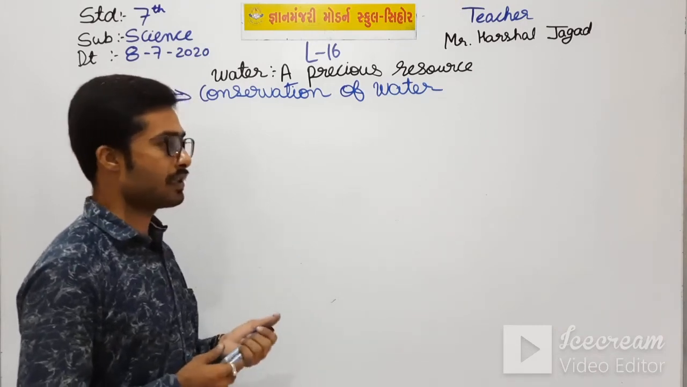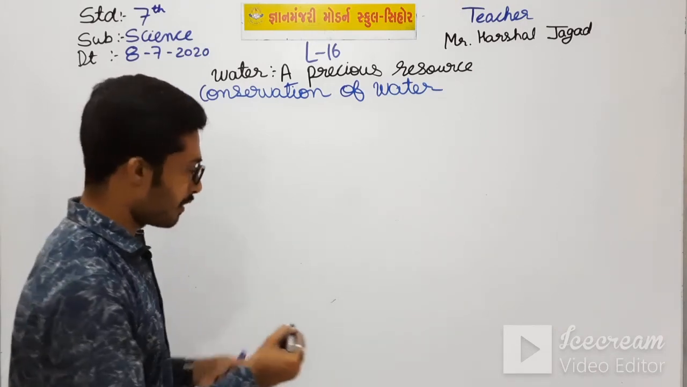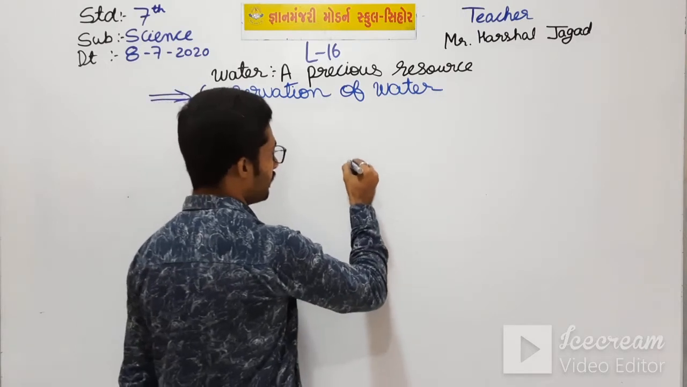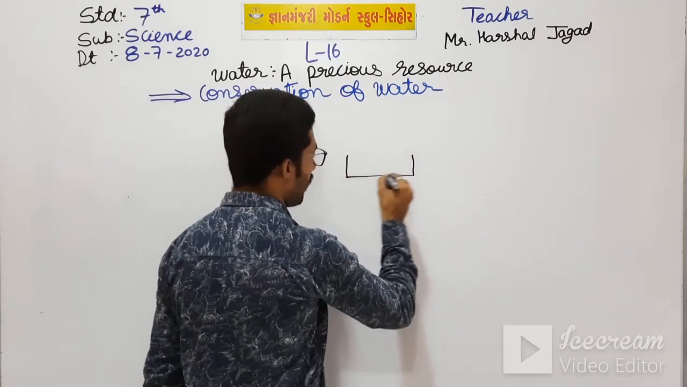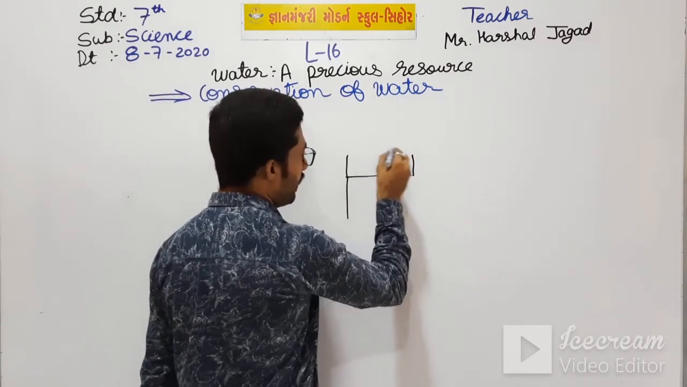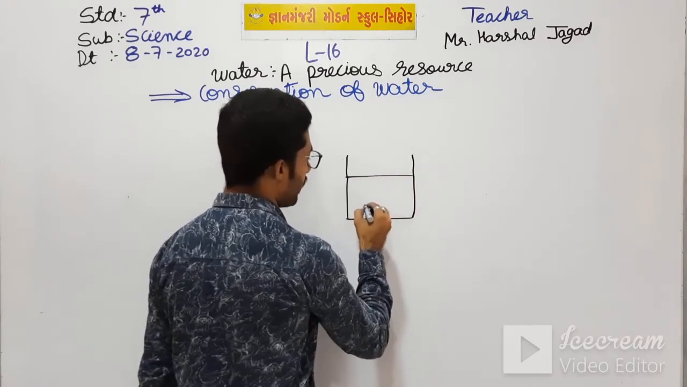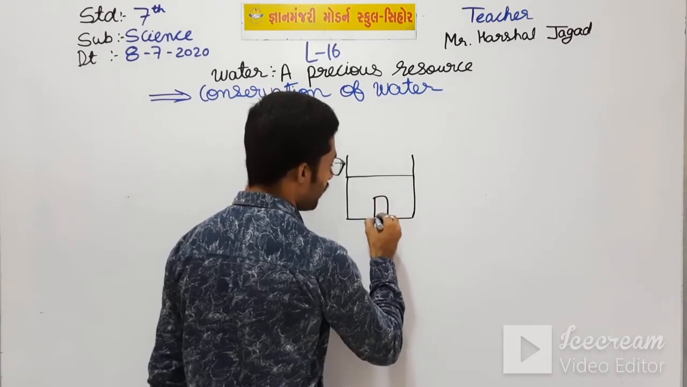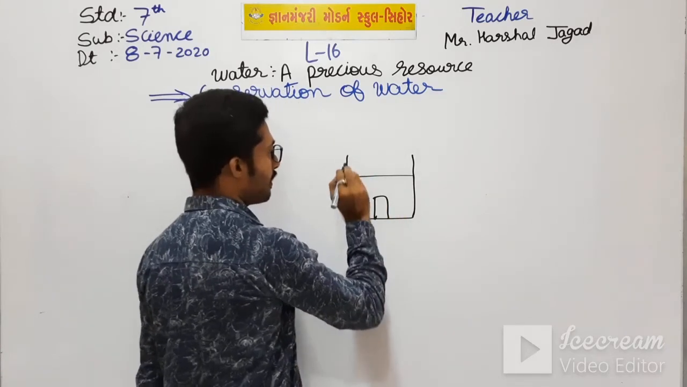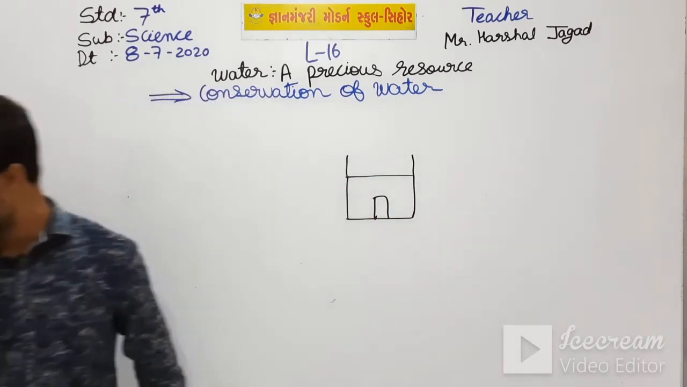And the next is at our home. Suppose this is our home, this is the terrace, and here is the gate. So this is a home.